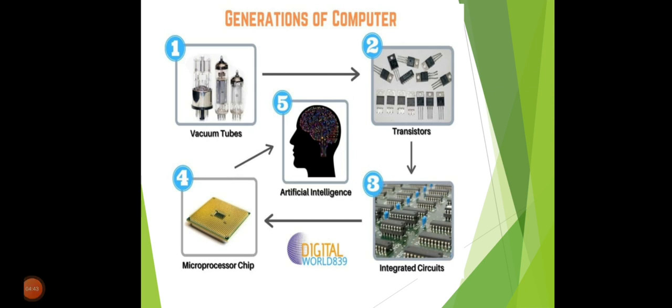As shown in the figure, in first generation there are vacuum tubes. Then in second generation, transistors arrived. Then in third generation, integrated circuits were designed. Then in fourth generation, microprocessor chips were designed, and in the fifth generation artificial intelligence has arrived, and now we are using artificial intelligence technology.